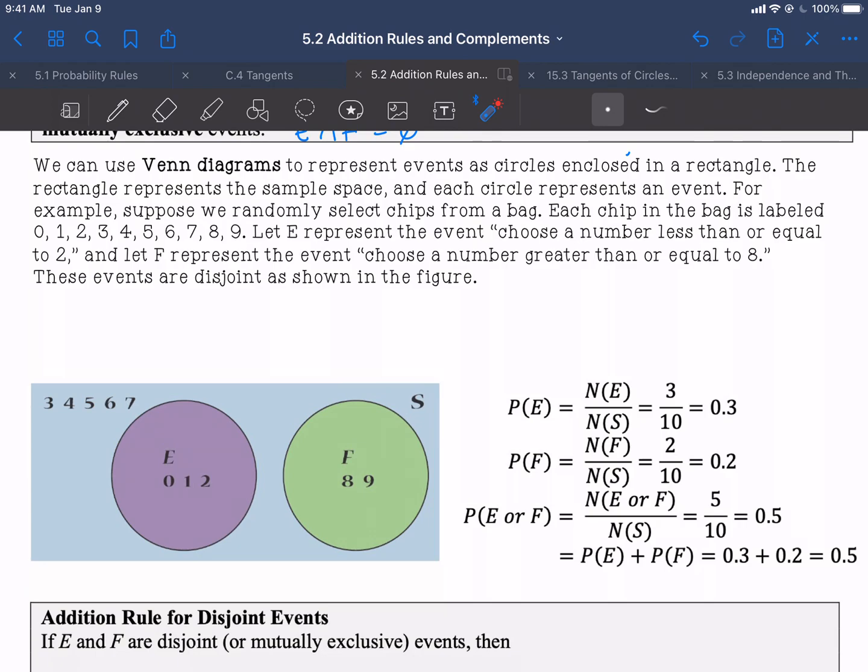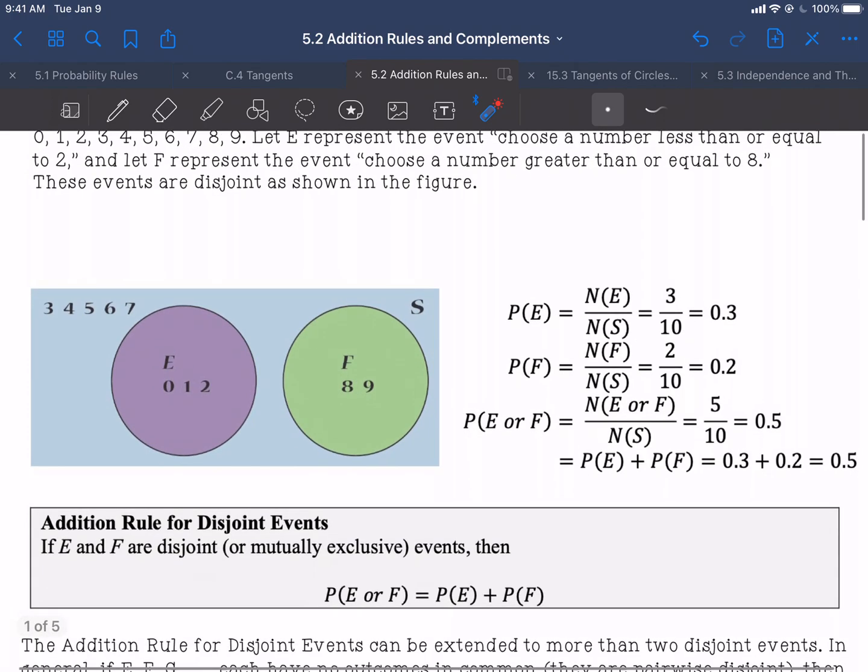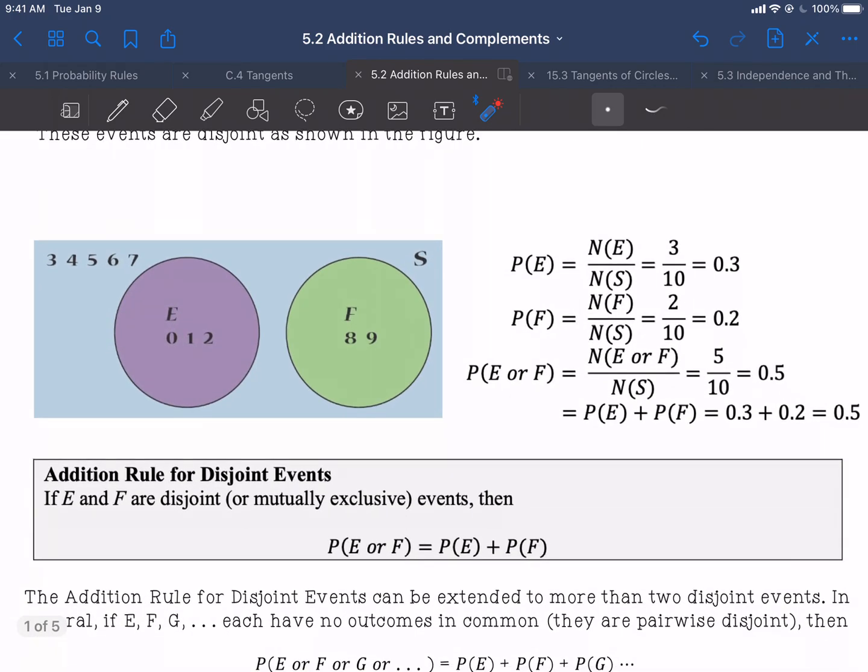So you can see they don't have anything in common. If we were finding the probability of event E happening, there's 3 numbers out of the 10 total. If we're finding the probability of F, then there's 2 outcomes out of the 10 total. So the probability of E or F, we can simply add together. All right, so our addition rule for disjoint or mutually exclusive events: the probability of E or F is the probability of event E added to the probability of event F.